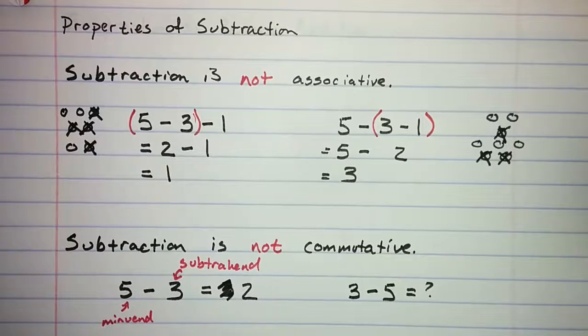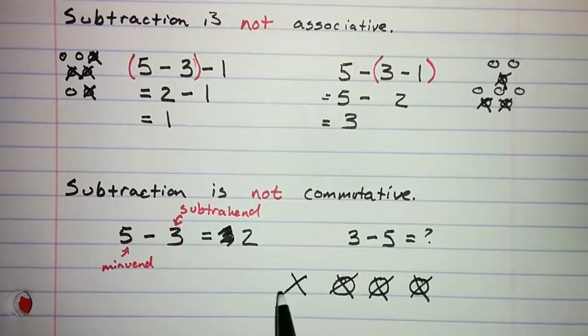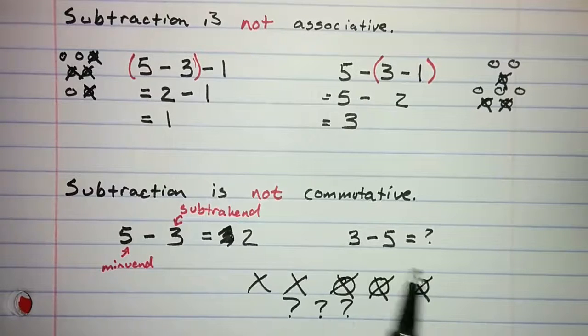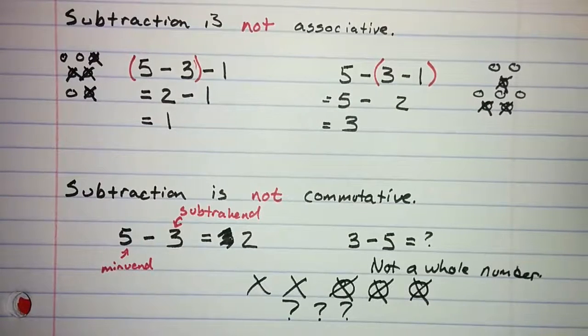If I have 3 cookies, and I eat 5 cookies, it looks like this understanding of subtraction isn't enough to answer this question. There is an answer to this question, but we don't have enough numbers to answer it yet. This is not a whole number. Now, you may know what this is. If so, shh, spoilers.